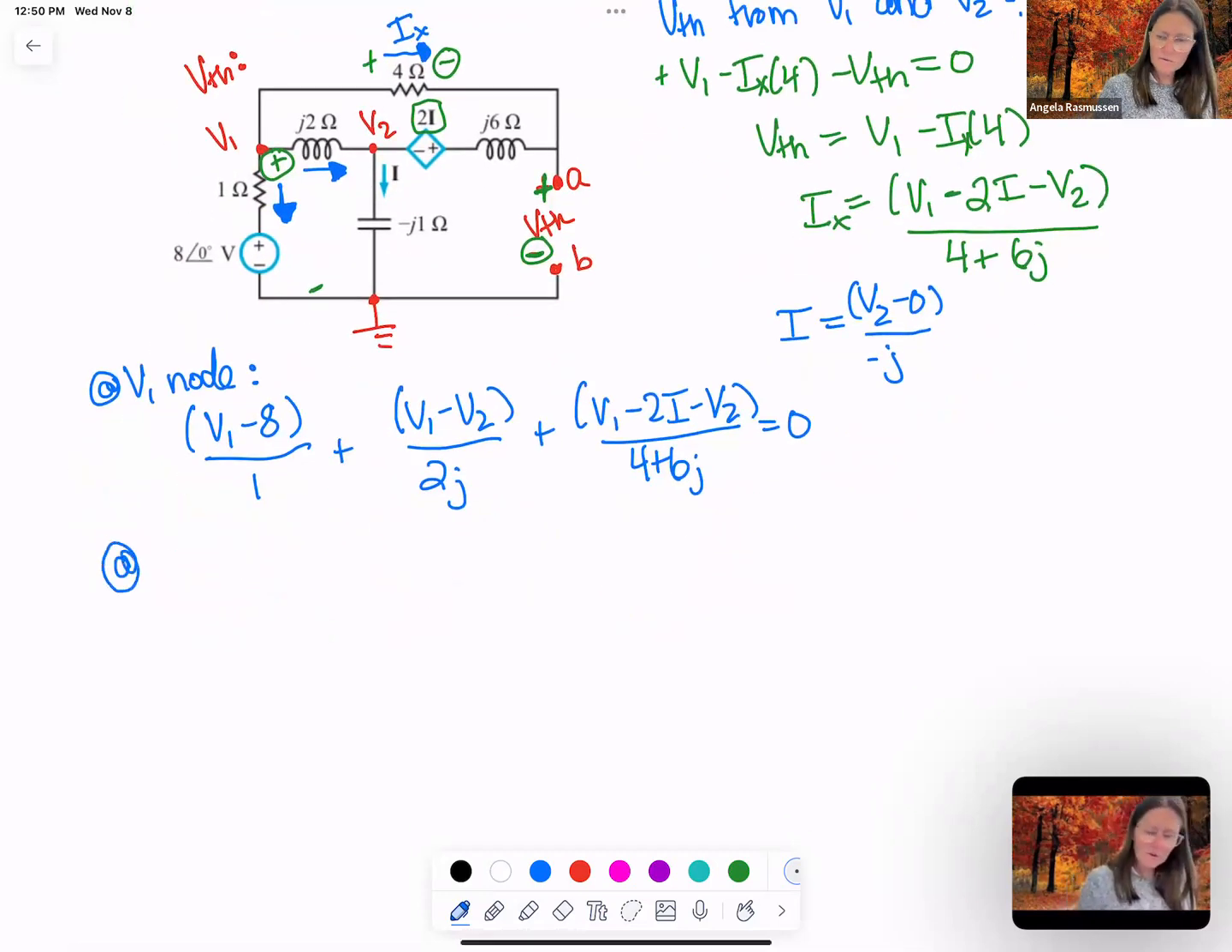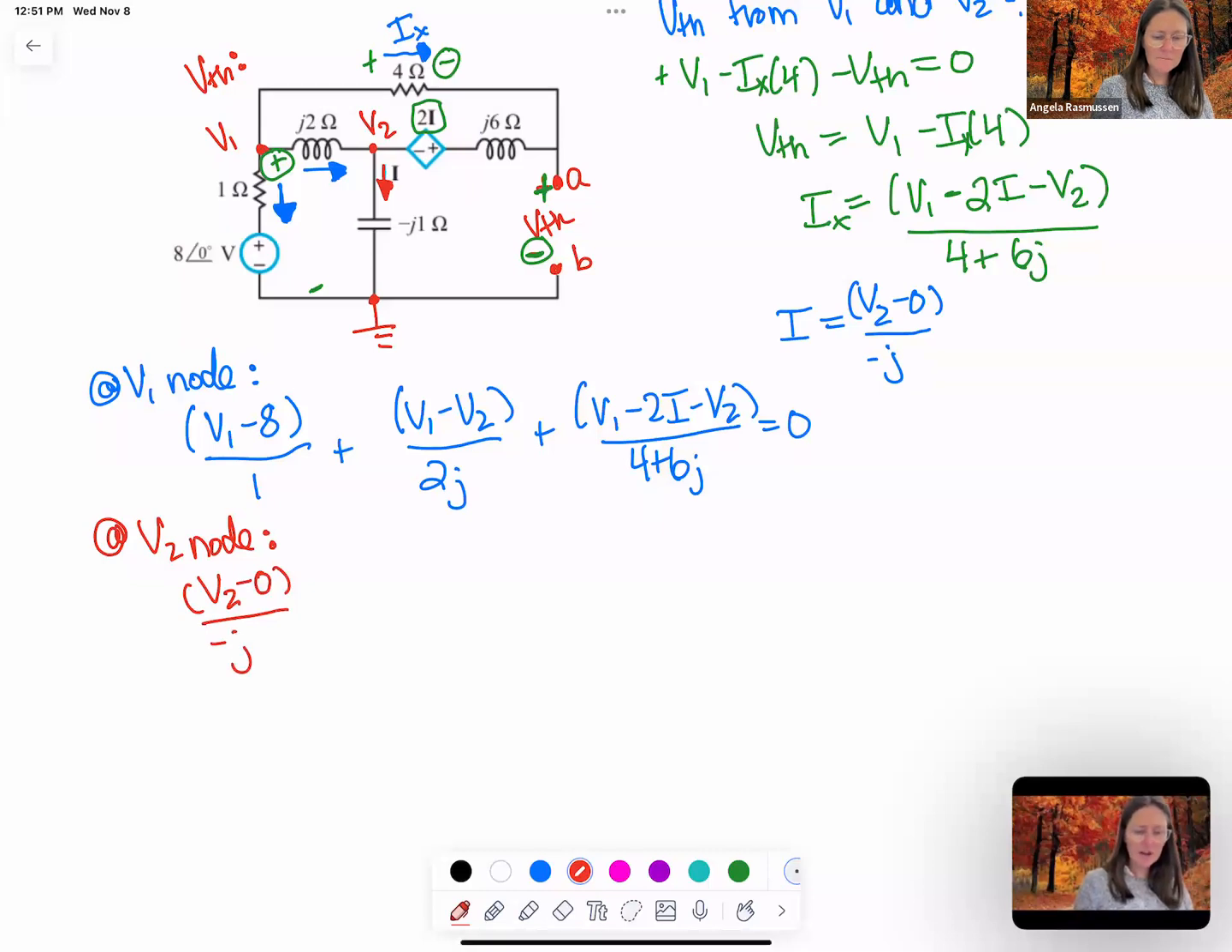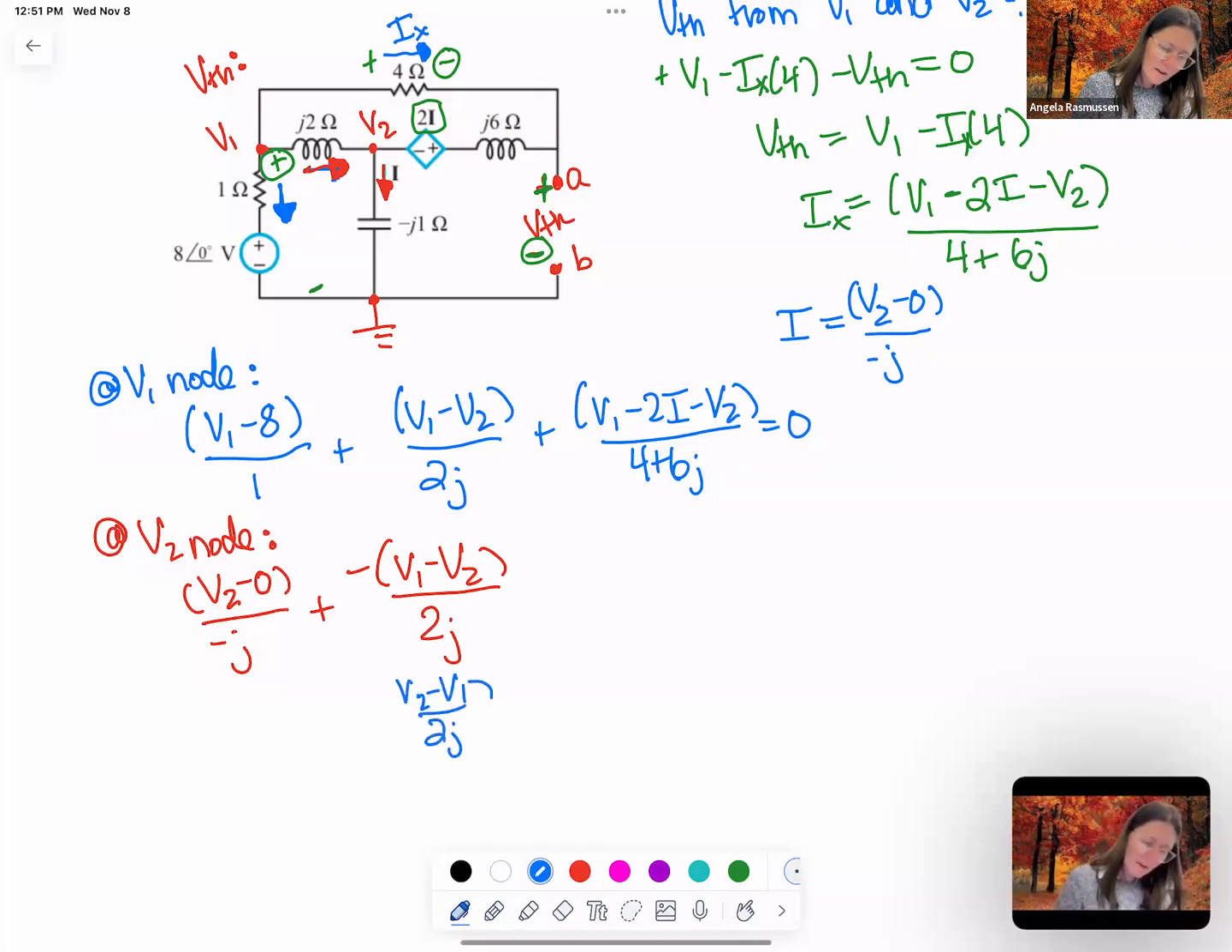And then at the V2 node, okay, there's the I. We already wrote that one too, right? So V2 minus 0 over minus j. And then I can either do a minus of this one, which would be a minus (V1 minus V2) over 2j, or I can write it as a new current going out, whichever one you like. So a minus (V1 minus V2) over 2j ends up being V2 minus V1 over 2j. Whichever way you write it, V2 minus V1 over 2j, those are the same.